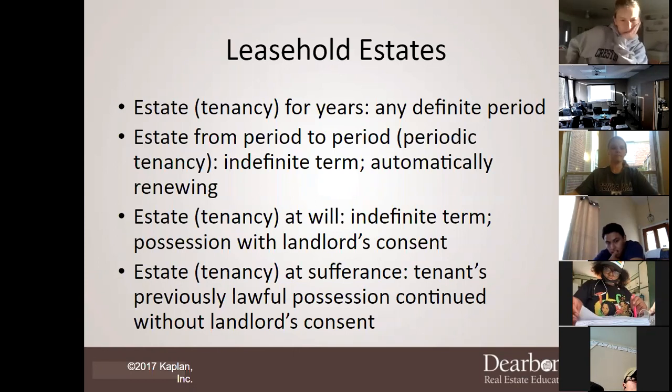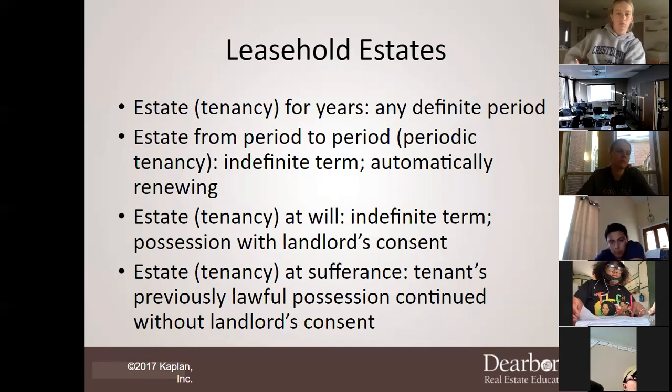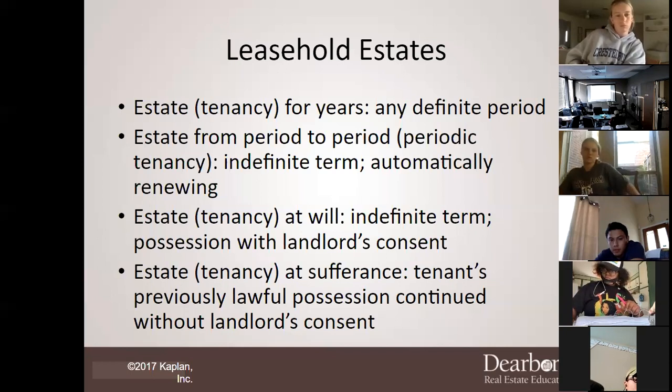An estate at sufferance, or a tenancy at sufferance. The reason the tenancies are in there is that's probably how you'll see it on your test. They won't say estate for years, they'll say tenancy for years. Tenancy at sufferance is the tenant's previous lawful possession continued without the landlord's consent. So he continued to occupy the property past his lease without the consent of the landlord.